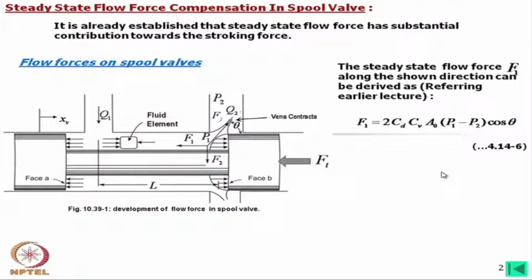Now, this force, this F1, which is the steady state flow force, can be estimated like this, which we have shown earlier. Now, CD is the coefficient of discharge, CV is the velocity coefficient, A0 is the orifice area, P1 and P2 is the pressure difference, and cos theta is the jet angle. That derivation is shown earlier. Now, this is important, I have already discussed. This force will try to close the port.